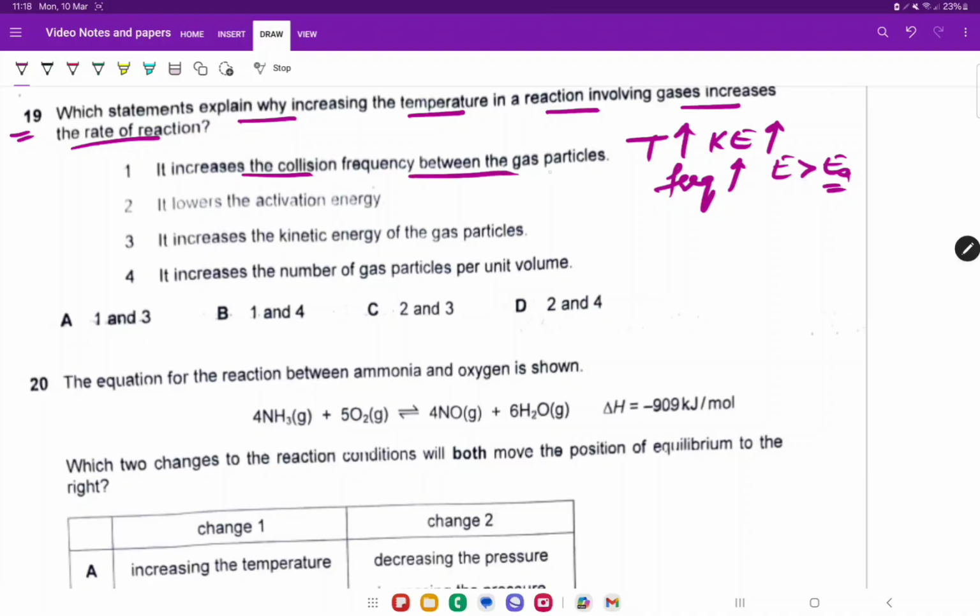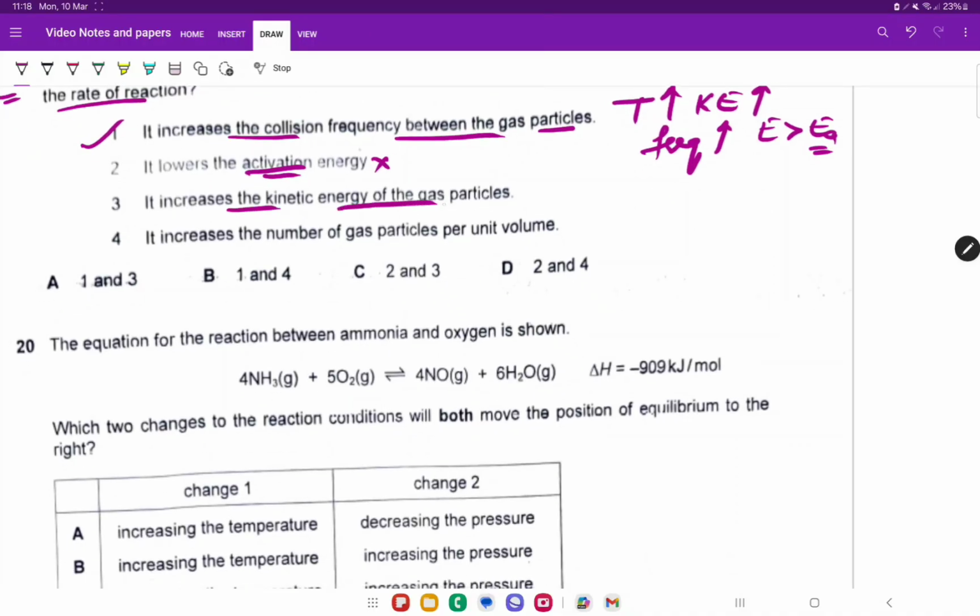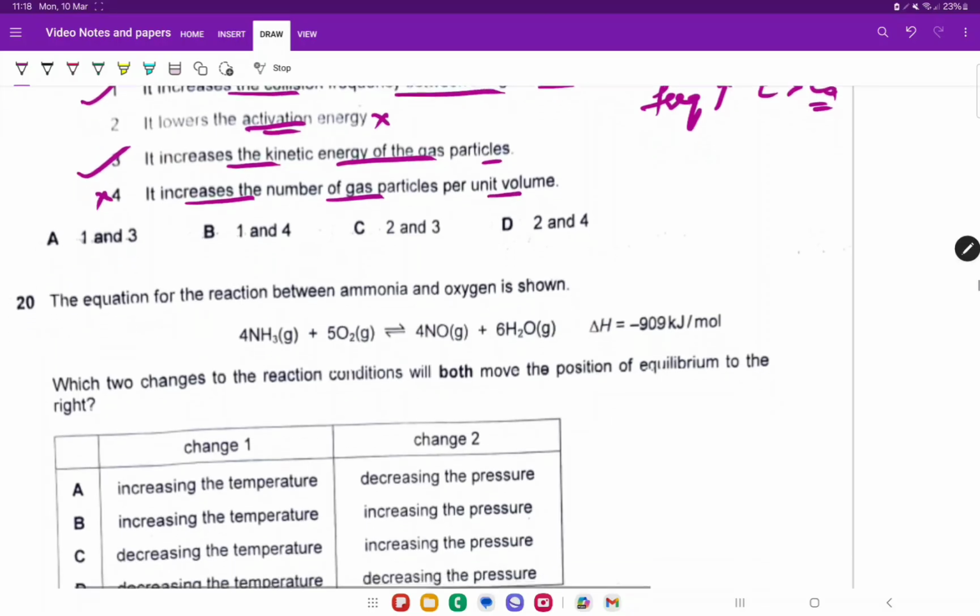It increases the collision frequency between the reactant particles. That's it. It is correct. Lowers activation energy? No. It cannot change the activation energy, but it can have more particles with activation energy. This is wrong. Increases the average kinetic energy of the gas particles? Yes. It increases the number of gas particles per unit volume? No. Answer will be 1 and 3. And 1 and 3 is option A. Option A is the correct answer.